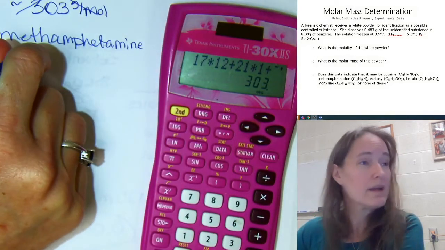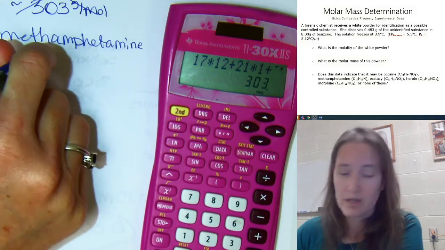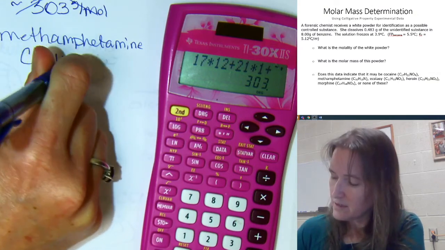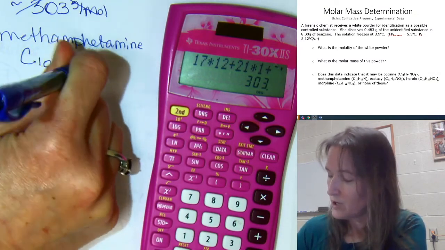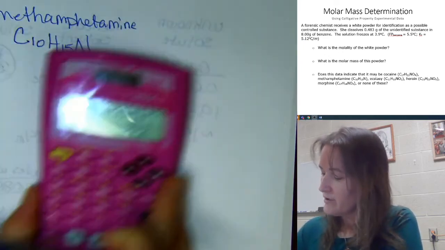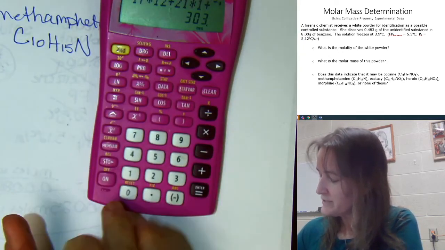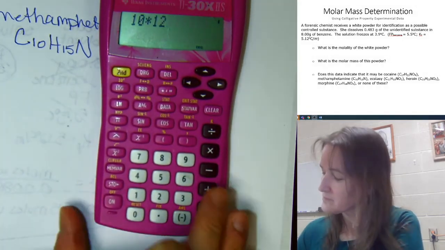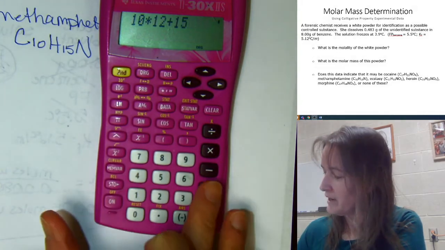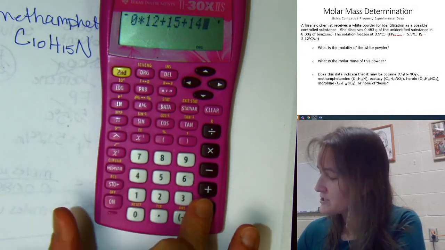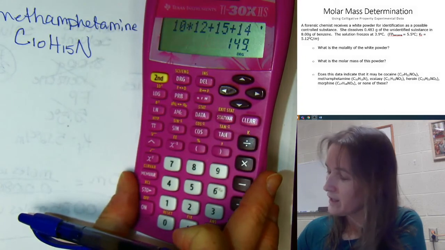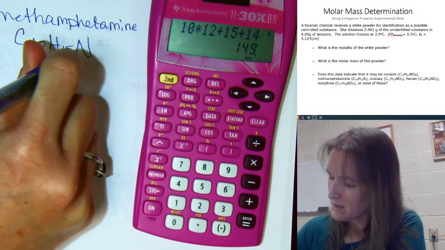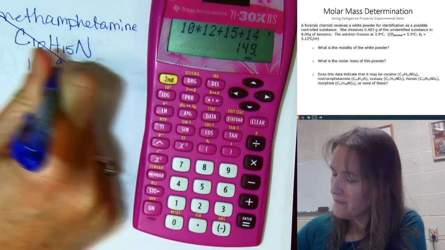Its formula, the molecule has a total of 10 carbons, 15 hydrogens, and only 1 nitrogen. And so if we go through the same process and figure out its approximate molar mass, we have 10 carbons that are about 12 each, plus 15 hydrogens about 1 each, and then nitrogen, we get 149. So it's not methamphetamine either.